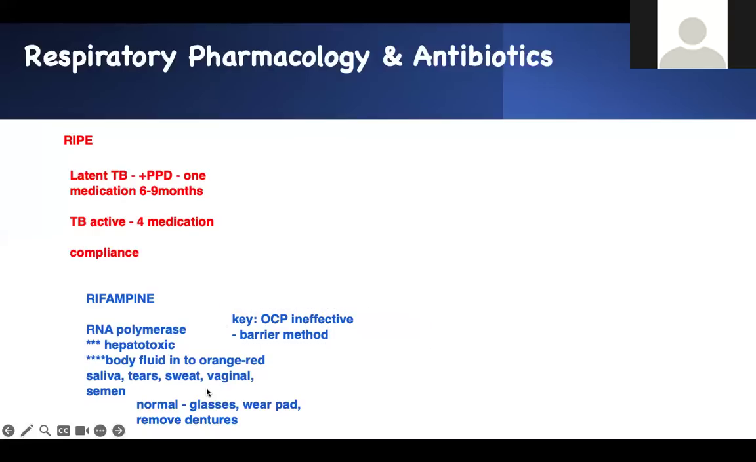It also has some GI side effects, nausea and so on. It's not important. So this is Rifampin. That's all you need to know about it.